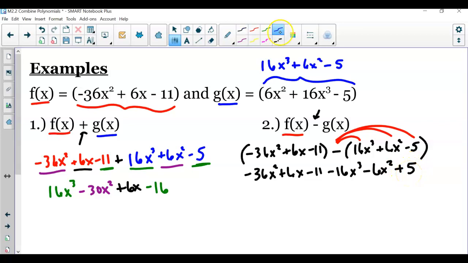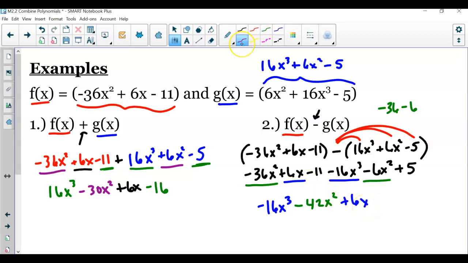Now we can combine again our like terms. Notice we have a negative 16x cubed, so I'm going to bring that down because there were no other x cubed terms to combine with. Now I've got my negative 36x squared, but minus 6x squared. So that's negative 36 minus 6, giving you negative 42x squared. There is no other x term, so plus 6x. And then last we have our constant. I've got negative 11, but now plus 5, which gives you negative 6.